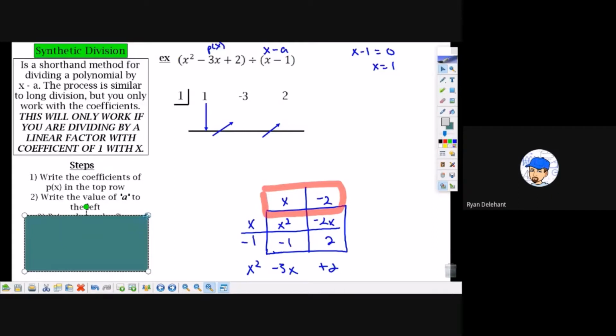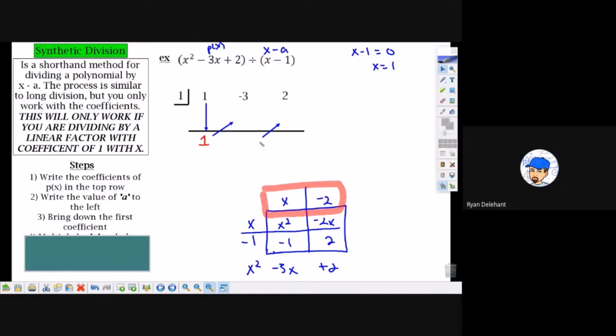Now, we're actually going to divide, but it's going to look really different. You're going to bring down the first coefficient. That's why I have this arrow drawn here. So we bring down the 1. Let me pick a different color. That's like our first column.